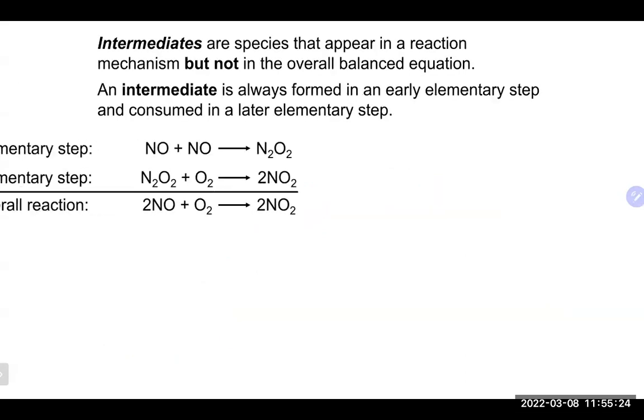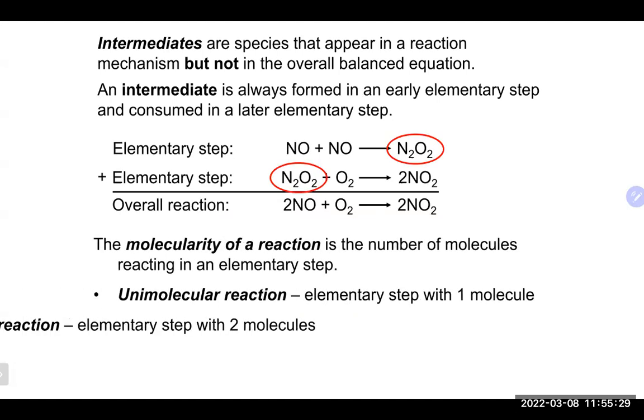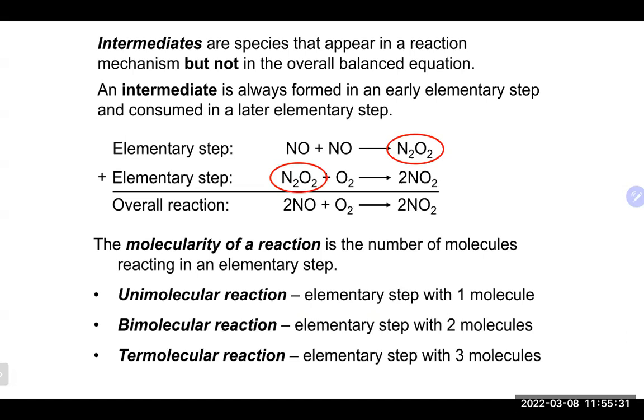And that does bring us to intermediates, and intermediates are important because intermediates, as I mentioned before, are things that do appear early on in a mechanism, but they get completely used up by the time the reaction is over. So you should never find an intermediate in the overall reaction. If you do, then it's really not an intermediate in that particular case. And that's what we see here with the previous example. The N2O2 gets made in an early step, gets completely consumed in a later step, and again is nowhere to be found in the overall reaction.